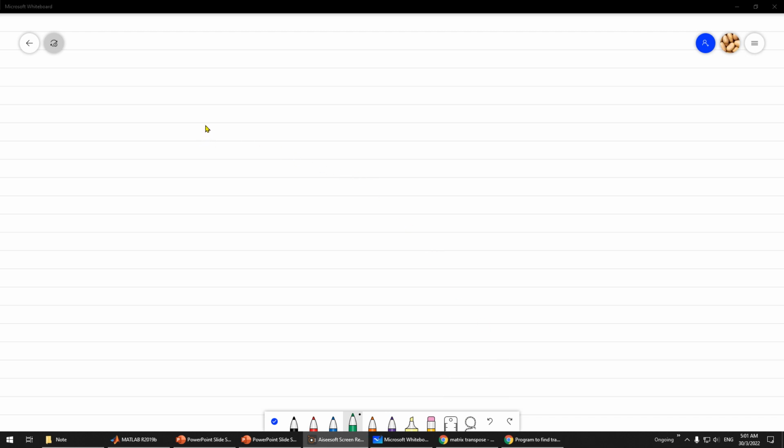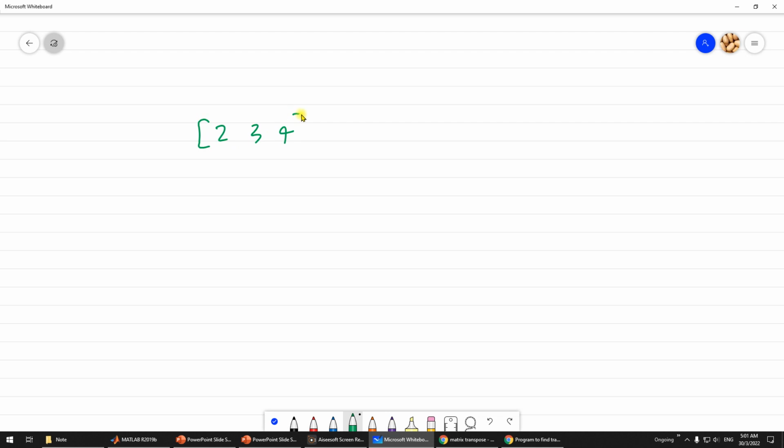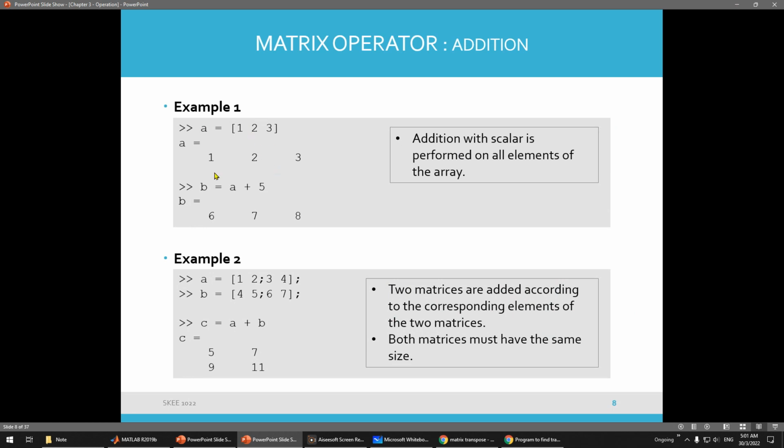if you have 2, 3, 4 plus 5, basically you just add everything up. So 2 plus 5 is 7, 3 plus 5 is 8, and 4 plus 5 is 9. So for plus and minus, actually no need to worry because it is much simpler. You can see here 1, 2, 3 plus 5, everything is summed up. So try to recall how to do matrix, because remember, like I said, you cannot use MATLAB to calculate this.